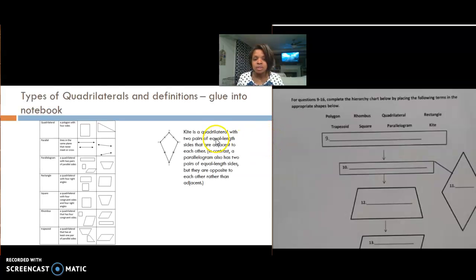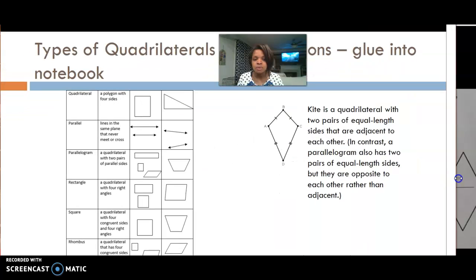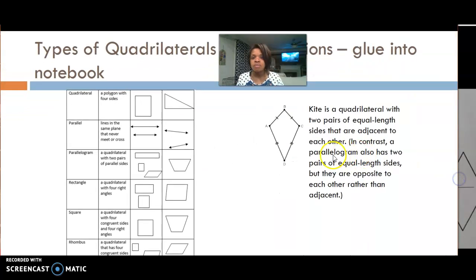So I'm actually going to stretch this out just a little bit more so we can make this one bigger so I can go over these terms with you. Okay, so for this one, we have a quadrilateral. A quadrilateral is a polygon with four sides, okay? So that's all it has to be.